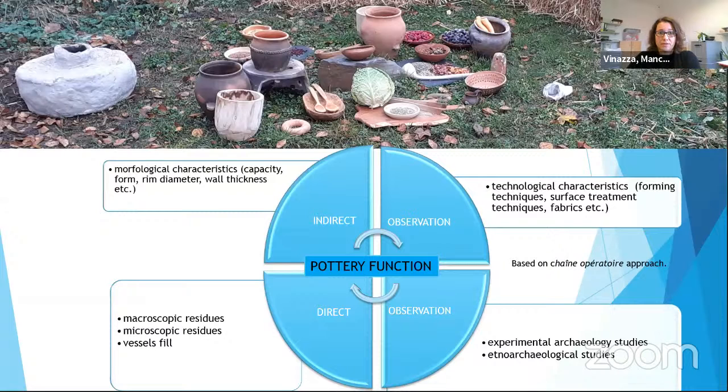In indirect observation, we observe the morphological and technological characteristics of the vessels, like surface treatment techniques, thickness of vessel walls, forming techniques, fabrics, always based on a chaîne opératoire approach, of course. In direct observation, we observe macroscopic and microscopic residues. This set also includes experimental archaeology, for example, resistance to mechanical stress, reaction of vessels to the heat, etc., and of course, ethnological comparisons. Only by considering all these segments, we can approach the final function of the vessel.